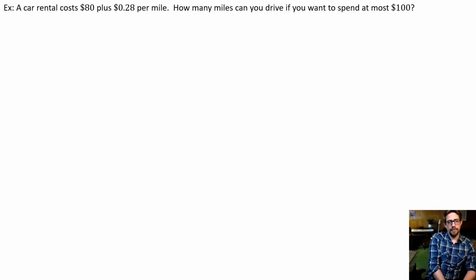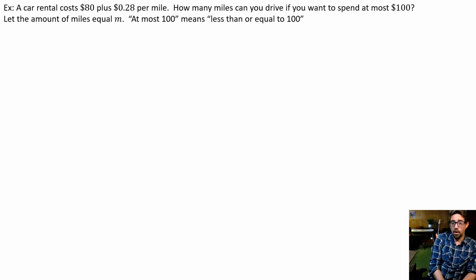And let's do a quick word problem. A car rental costs $80 plus $0.28, so 28 cents per mile. How many miles can you drive if you've got at most $100 to spend? So the trick here is just translating what "at most 100" means in math, in mathese. So at most $100 means it can be 98 bucks, 99 bucks, whatever. It can be $100, right? It says at most. It doesn't say less than. So at most $100 means you could spend exactly $100. So that means less than or equal to.